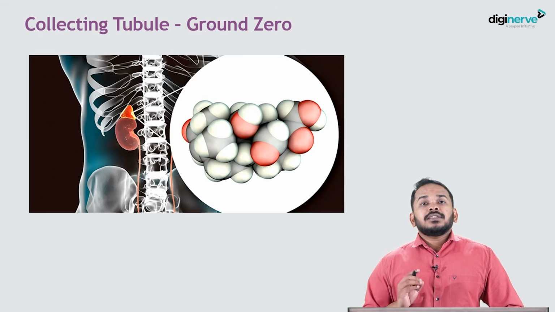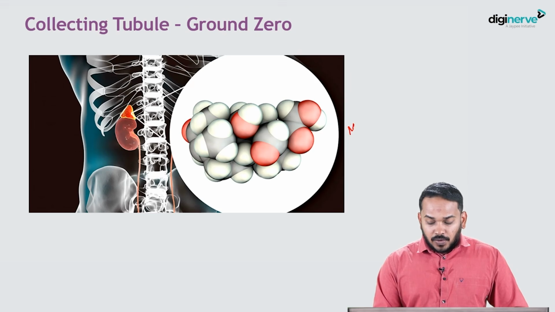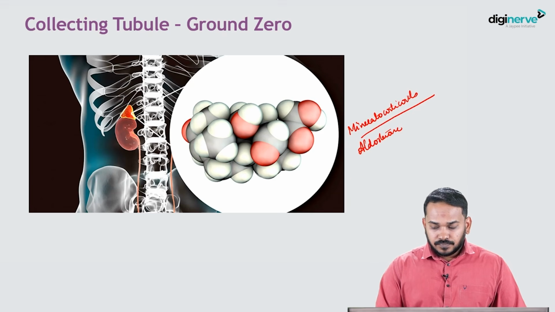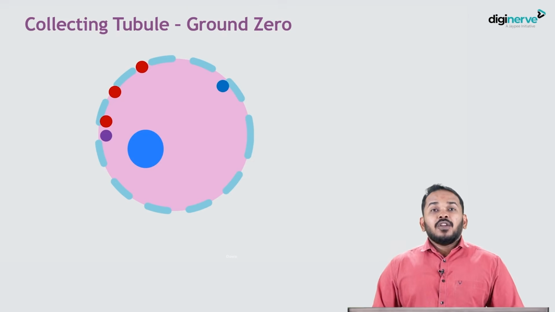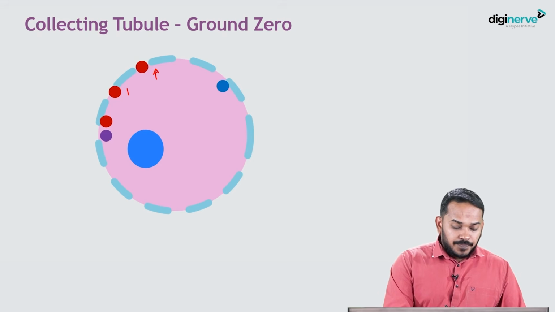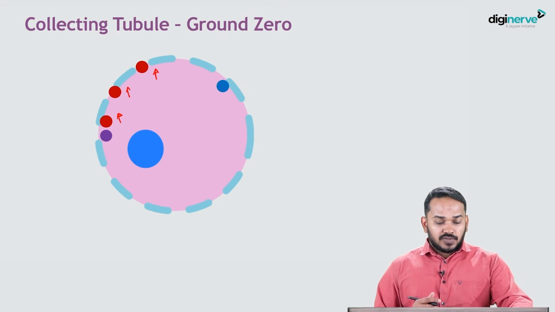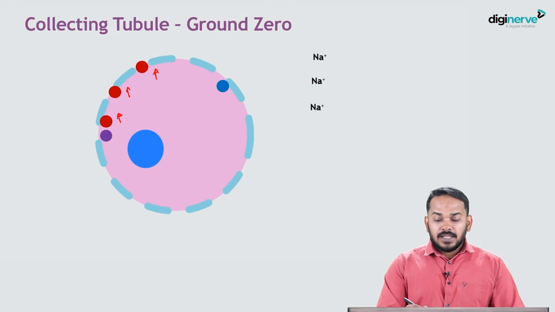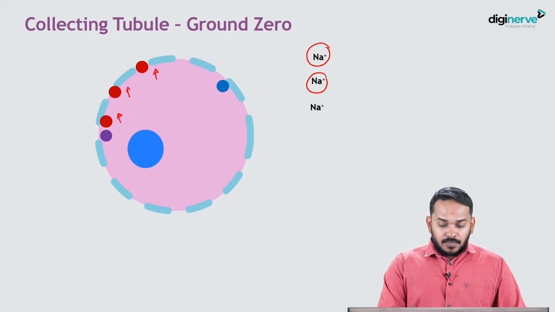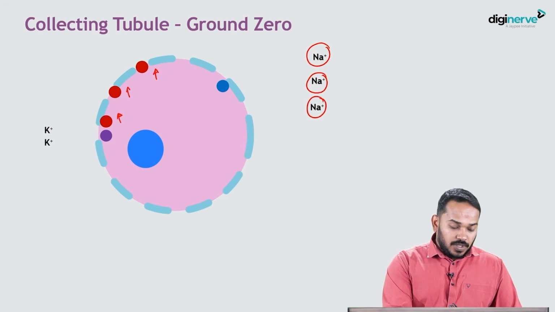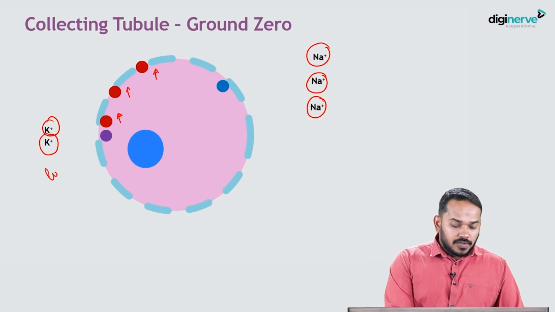Okay. And this is a site where mineralocorticoids act, especially aldosterone. Aldosterone will increase the number of epithelial sodium channels, and also it will increase the activity of epithelial sodium channels. So this will result in increased reabsorption of sodium. So when more sodium is reabsorbed, more potassium will be secreted into the ultrafiltrate, that will result in loss of potassium.